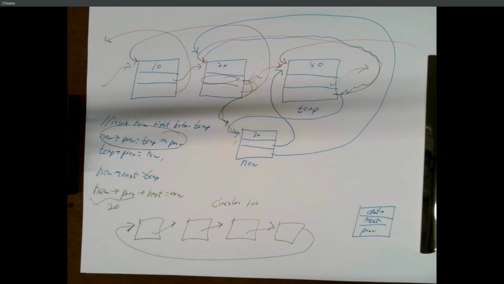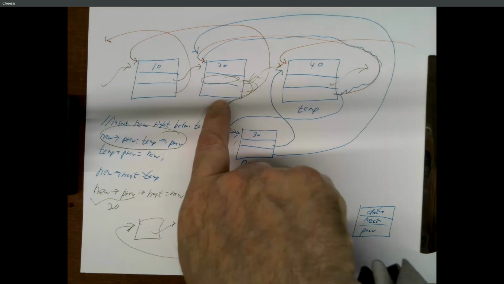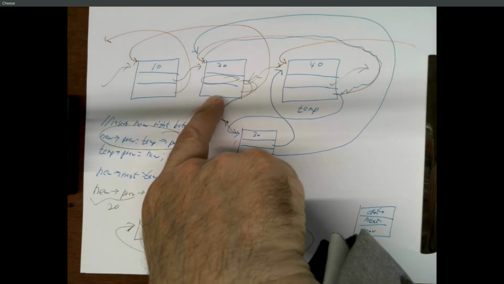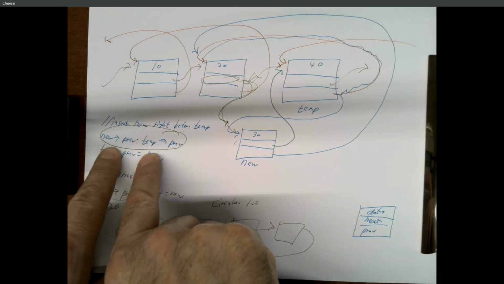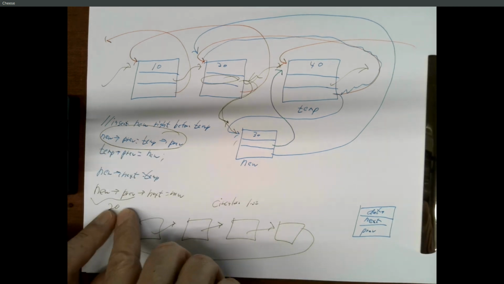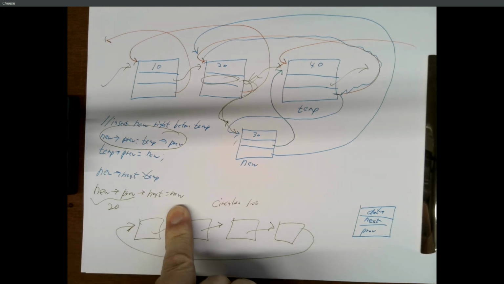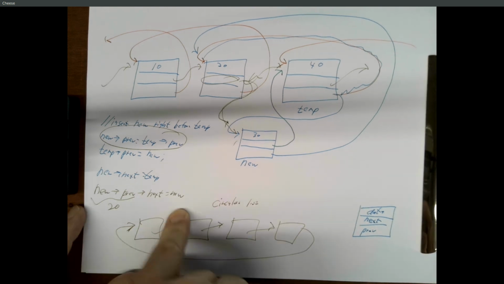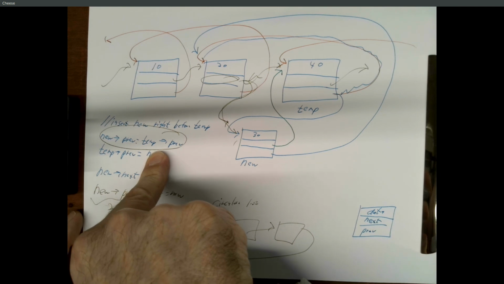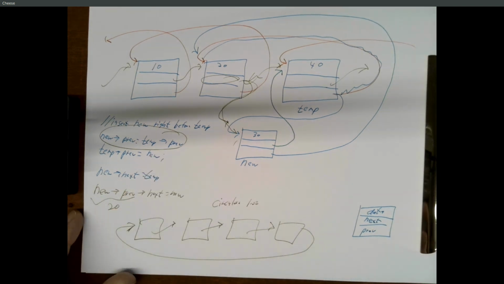And you can use temporary variables as another way to look at this. I could set prior equal to temp previous, and then this would be prior arrow next equals new. And new previous equals prior, and so on and so forth. Does that make more sense? Okay.